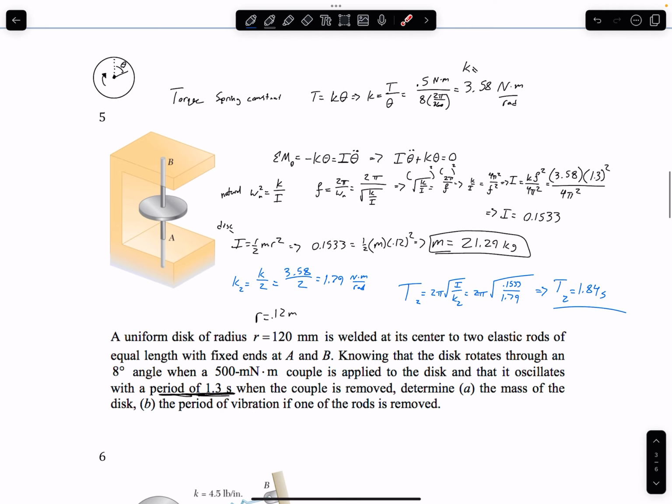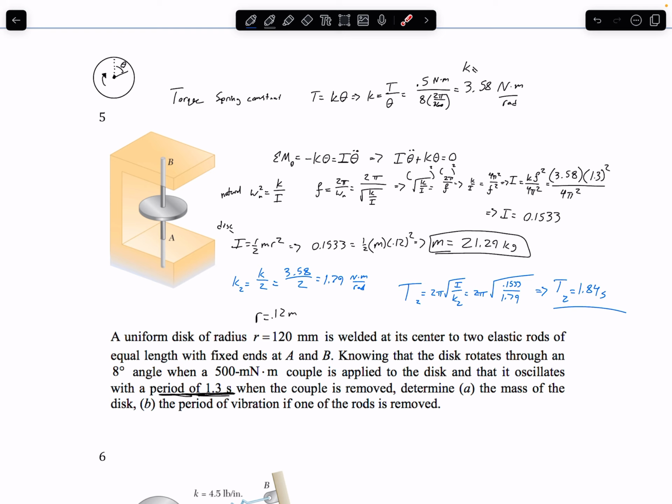And then number 5: a uniform disk of radius 0.12 meters, welded at its center to 2 elastic rods of equal length with fixed ends at A and B. Knowing the disk rotates through an 8-degree angle with a 500 millinewton meter couple applied to the disk, it oscillates with a period of 1.3 seconds when the couple is removed. Determine the mass of the disk and the period of vibration if one of the rods is removed.